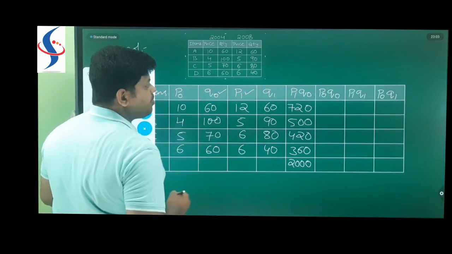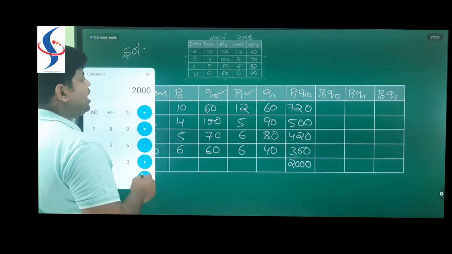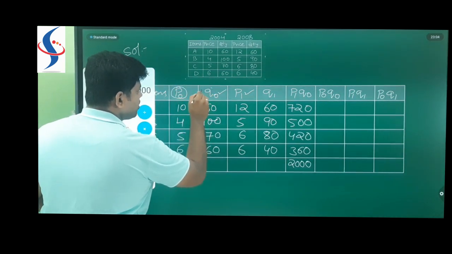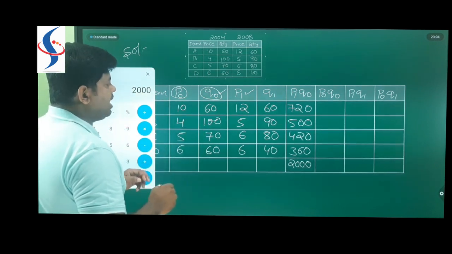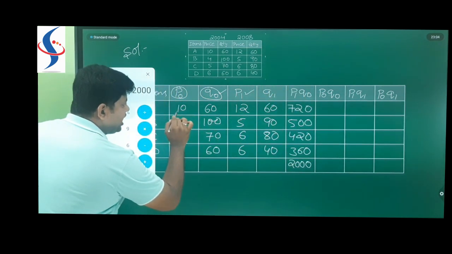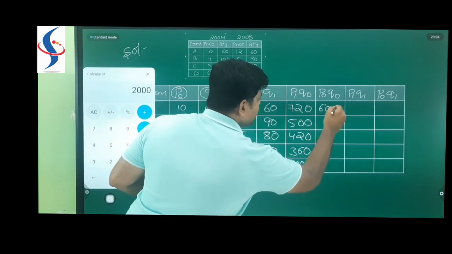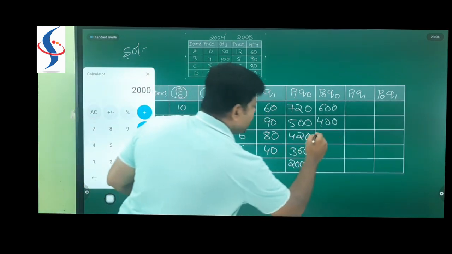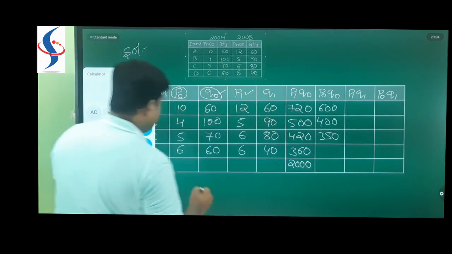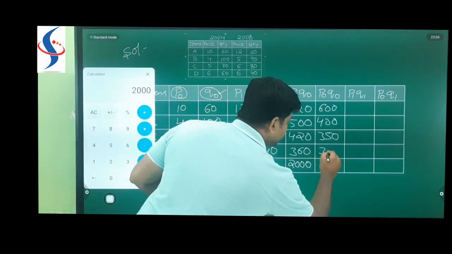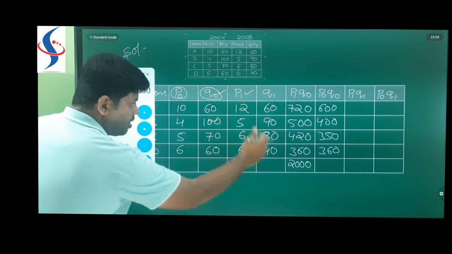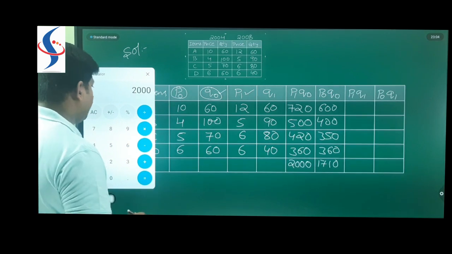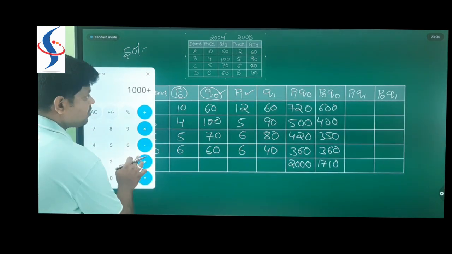So the next column is P naught into Q naught. Then start multiplying and write down. That is 10 into 60, 600. 4 into 100 is 400. 5 into 70, 350. Then 6 into 60 is 360. Add, write down. If I add this, 1710. Let me check: 600 plus 400, 350 plus 360. Yes, 1710.